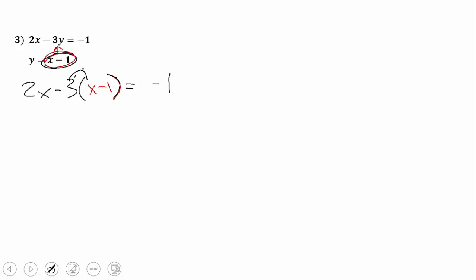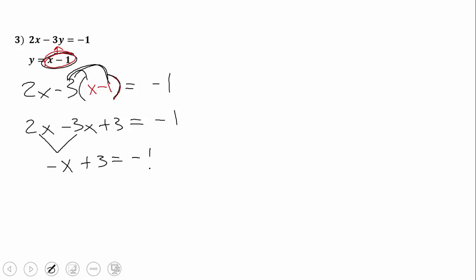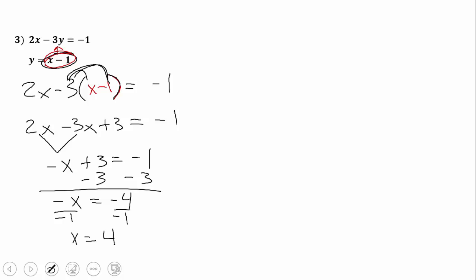So I use the distributive property. The 2x comes down. Negative 3 times x is negative 3x. Negative 3 times a negative 1 is a positive 3, and that equals negative 1. Combining like terms, a 2x and a negative 3x is negative x, plus 3 equals a negative 1. Subtracting 3 from both sides, negative x equals a negative 4. My x cannot be negative, so I'm making that positive by dividing out the negative 1, and x is equal to 4. I come over here, my x is 4.